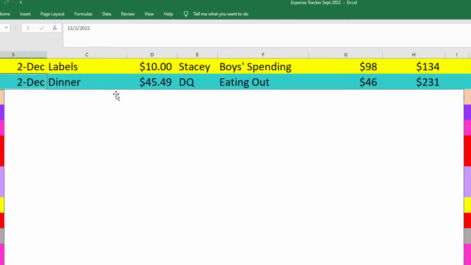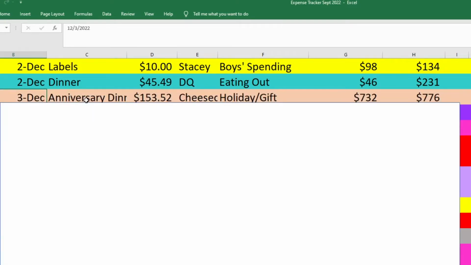Also on the second, we did go to Dairy Queen. I've been promising Liam that we would go to Dairy Queen for a while now because there's a new Dairy Queen near us, and I told him, if you do well in ninja class and you stick to it, when that Dairy Queen opens, we'll buy some ice cream. The Dairy Queen's been open for about a month now, and he said, hey, it's open, let's get something. So we got some ice cream and some dinner type things there. That was $45.49 out of our eating out fund, and that was $46 total that we spent on eating out. So we have $231 remaining.